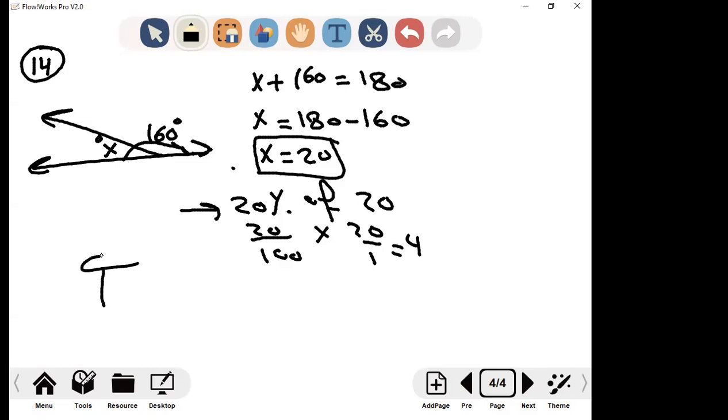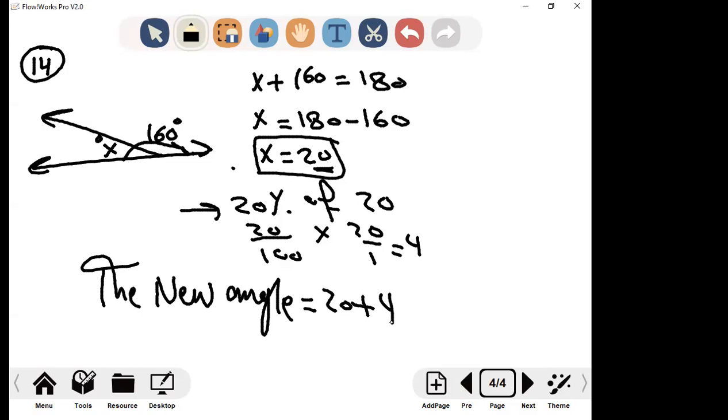So the new angle should be 20, the original angle, plus 4. From where we get the plus? From the increased by. This will be what? 24 degrees. This is the new angle. Is this clear? So here we have two questions with the same idea, but one of them is decreased, we subtract, and one of them increased, we add.